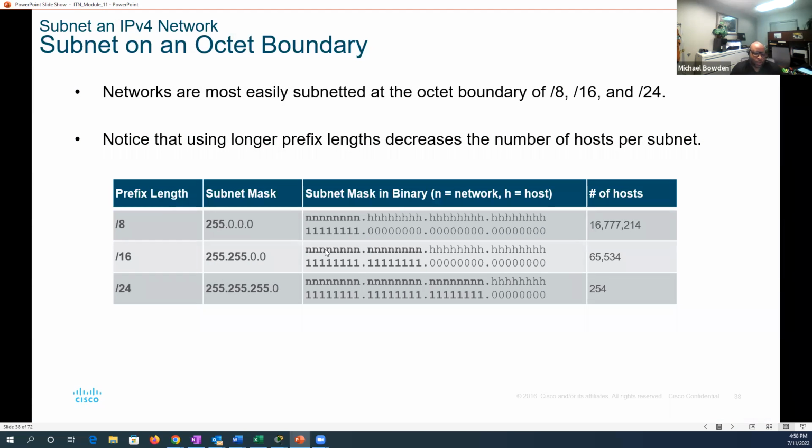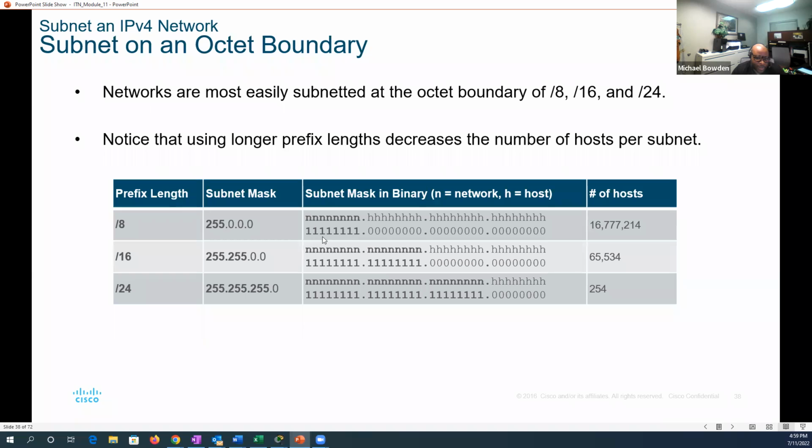Then looking at subnetting on an octet boundary. So it's showing where your networks are most easily subnetted using the octet boundary of /8, /16, and /24. That /8 is also known as the CIDR notation. So instead of me saying, let's say I had a network of 10.0.0.0 and I'm using /8, instead of me writing out this network is 10.0.0.0 with a subnet mask of 255.0.0.0, I could just use the /8 to indicate this subnet mask.